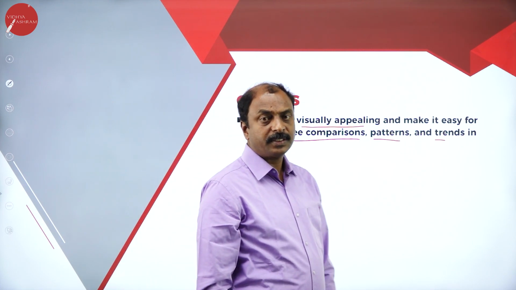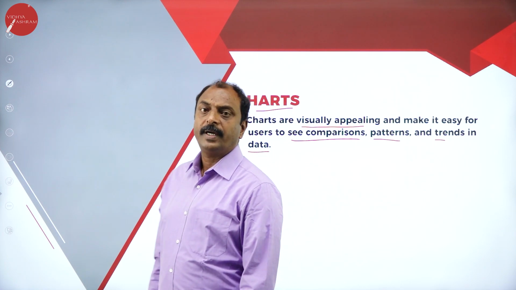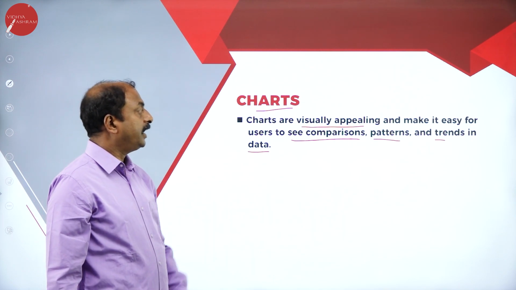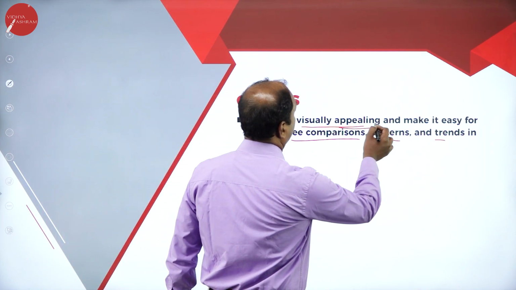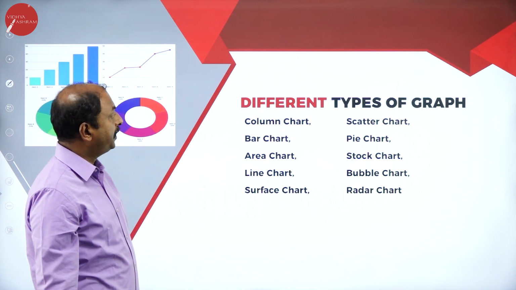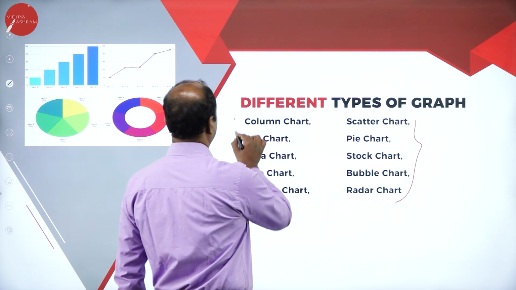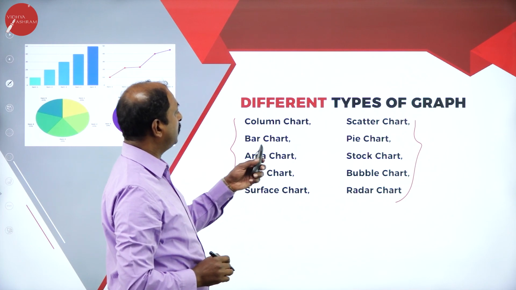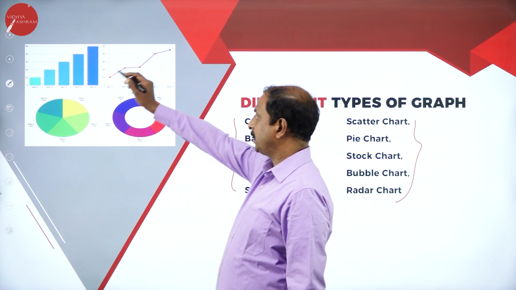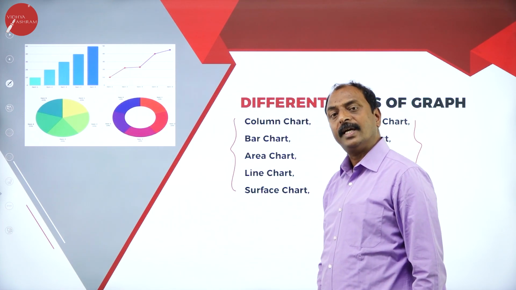With the help of this, one can analyze the data. Analyzing data can be done through tables, but it is very easy and very appealing to analyze different types of data through charts. And in MS Excel, we have different types of charts: column chart, bar chart, area chart and so on. You can see the picture here. So we can have different types of charts in MS Excel.